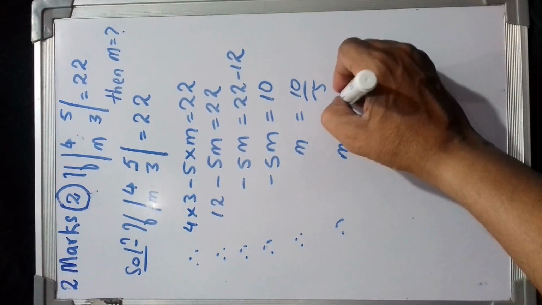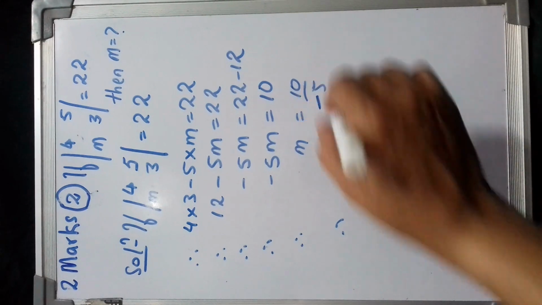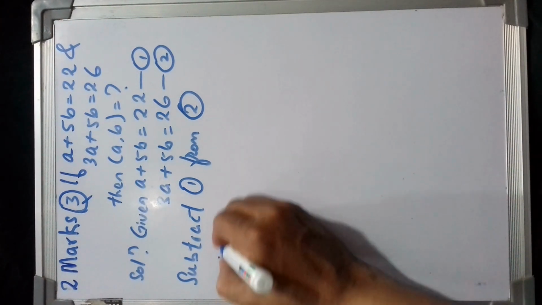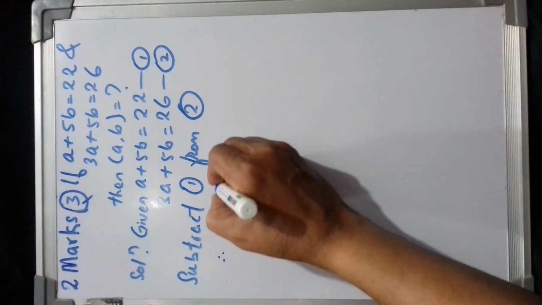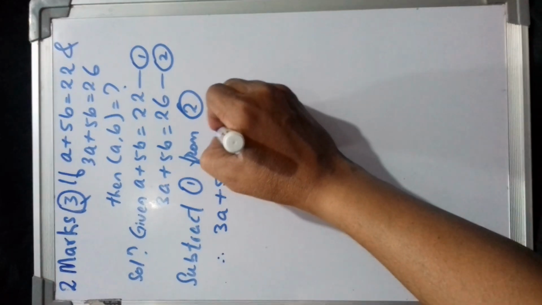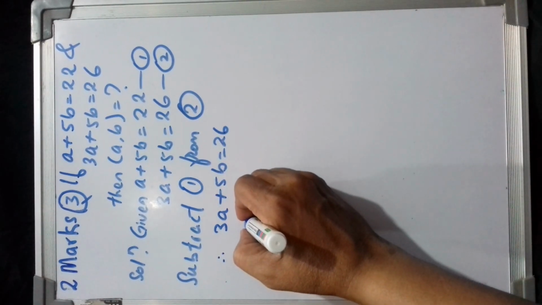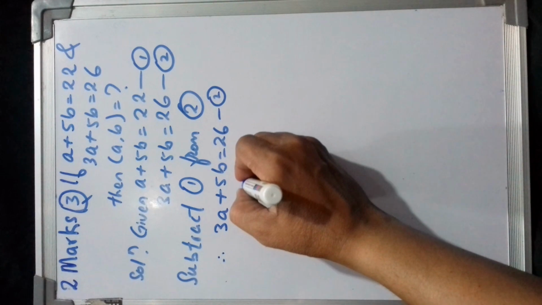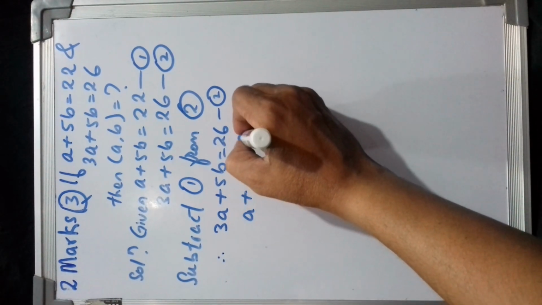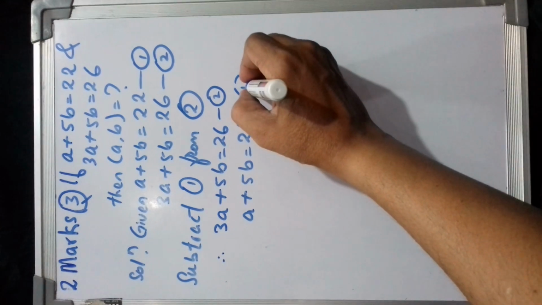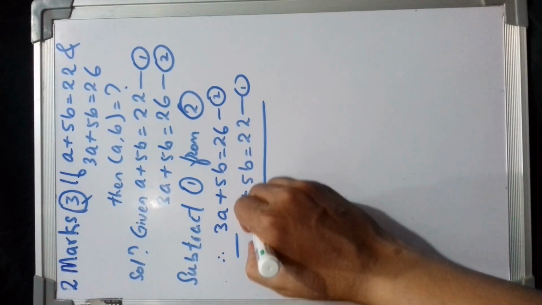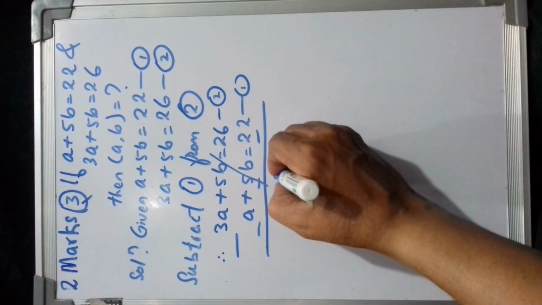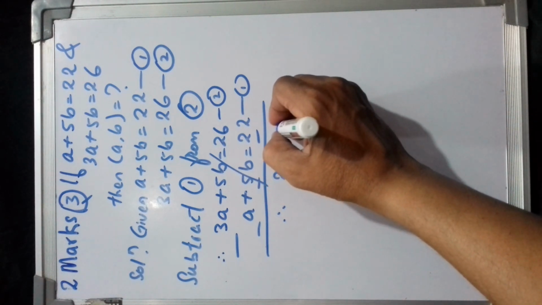Now the third question. If a plus 5b is equal to 22 and 3a plus 5b is equal to 26, these are equation numbers 1 and 2. We have to find a minus b. So we are going to subtract equation 1 from equation 2. We write equation 2 above, that is 3a plus 5b is equal to 26, and below that a plus 5b is equal to 22. If we subtract, all the signs of the equation below will change. So it has become minus 5b here, a has become minus a, and 22 has become minus 22.